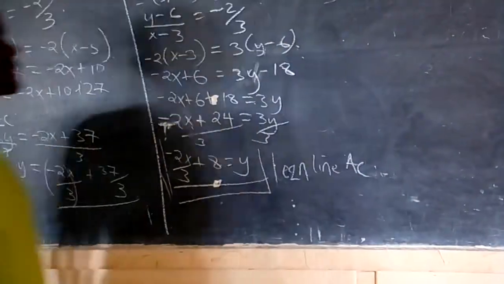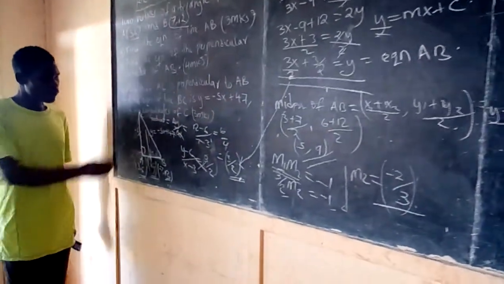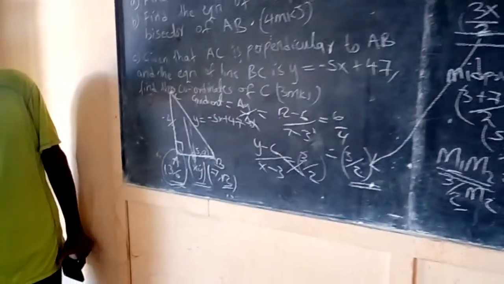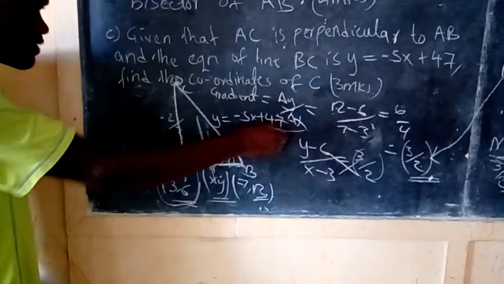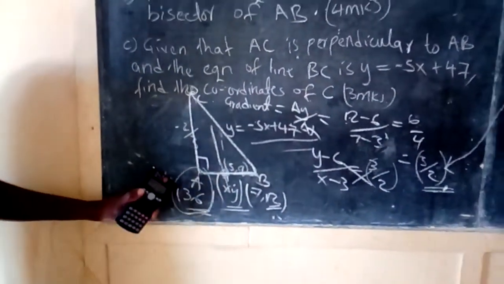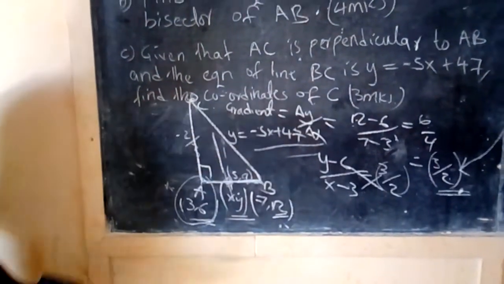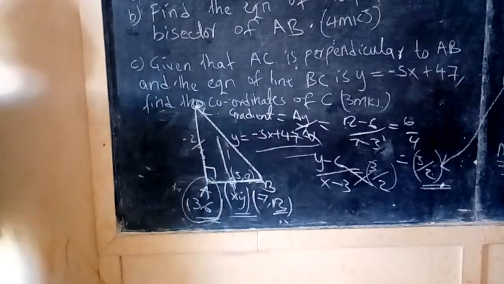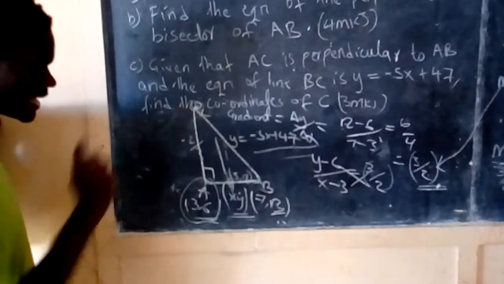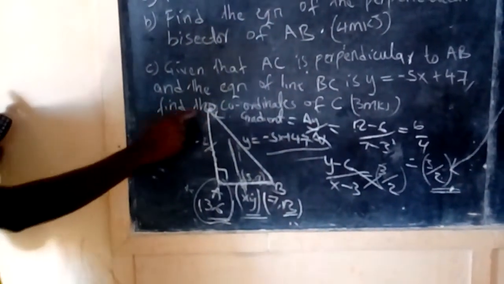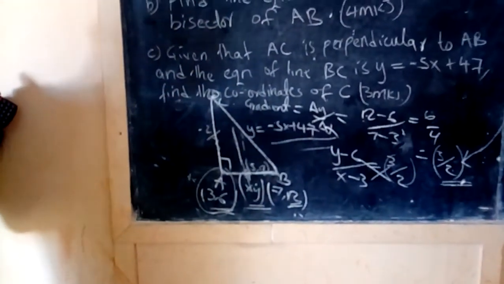But we want to find the coordinates of point C. We have an equation of line BC, and we now have an equation of line AC. Now this point here is a point of intersection of those two lines. That means at this point, the equation of line BC is equal to the equation of line AC.